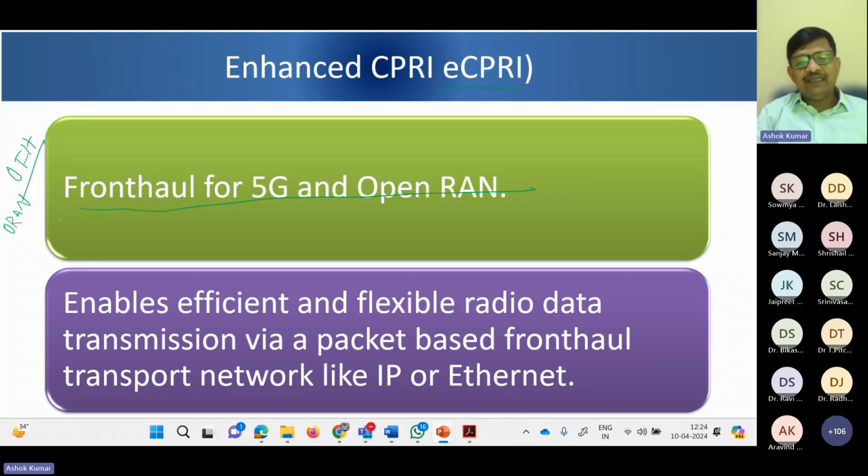And with this, we can have a packet-based fronthaul transport network. In the case of traditional CPRI, you are required to have a dark fiber for each BTS, up to the BBU or up to the DU. But in the case of open fronthaul or eCPRI, I can aggregate traffic as IP traffic and then further route it. It can be Ethernet, IP, that kind of environment I can have. So more efficient, more flexible backhaul we'll have with eCPRI.